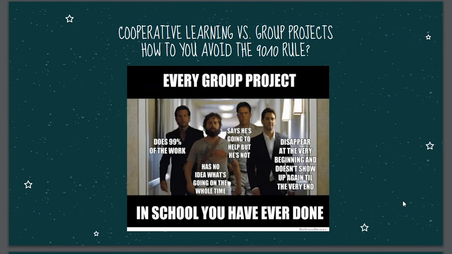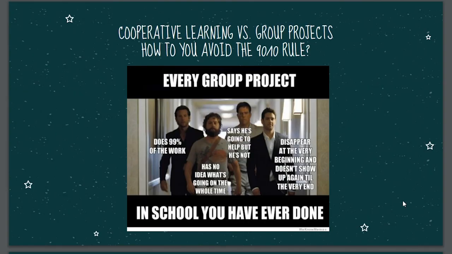Another thing I want to say is I was very intentional about not saying group projects. I think everyone gives a hard eye roll to group projects because remember the whole 90-10 rule. And remember here I'm talking about cooperative learning versus group projects, where kids actually are invested and get to decide what that project is going to be all about.